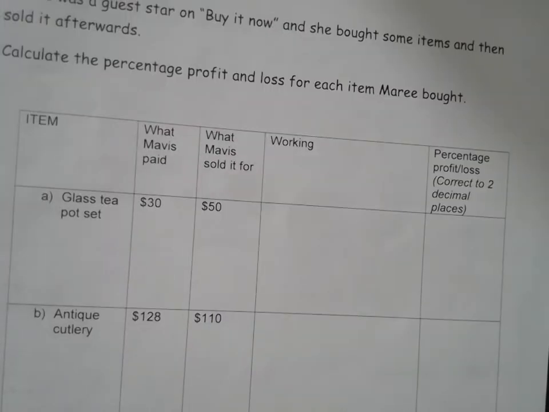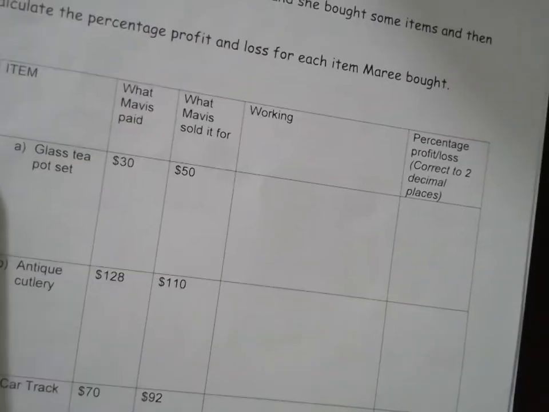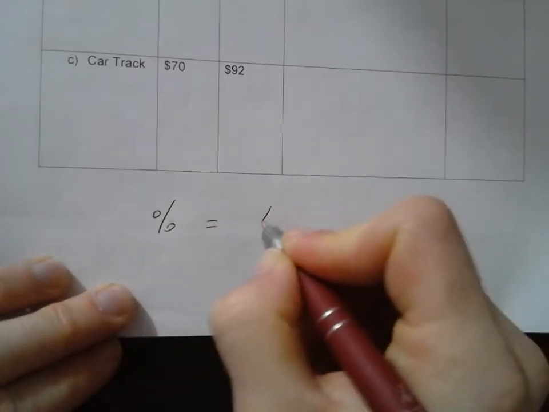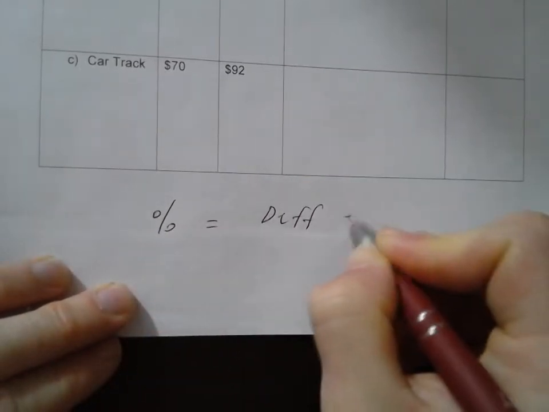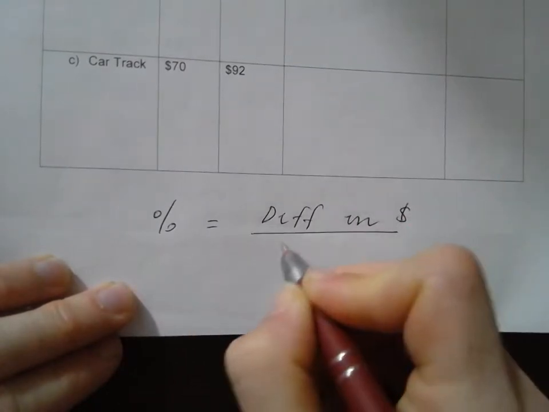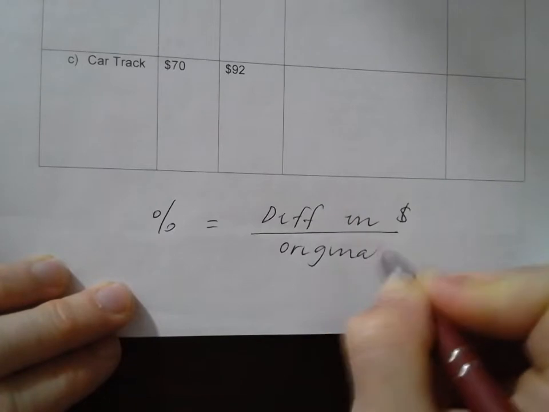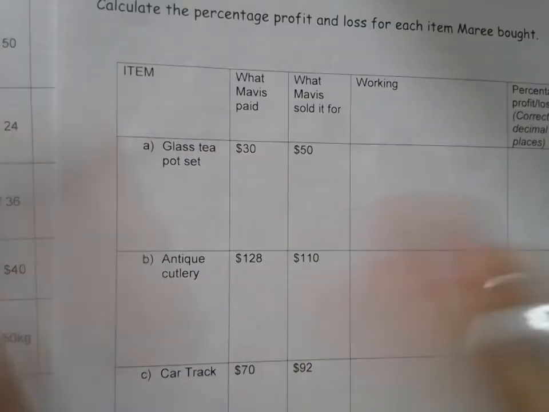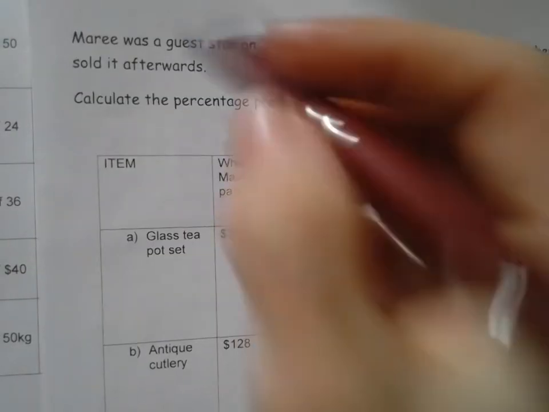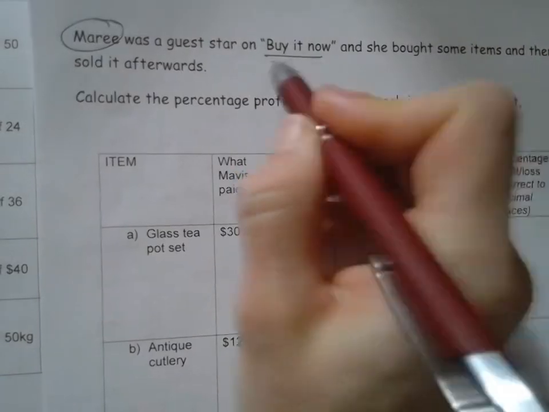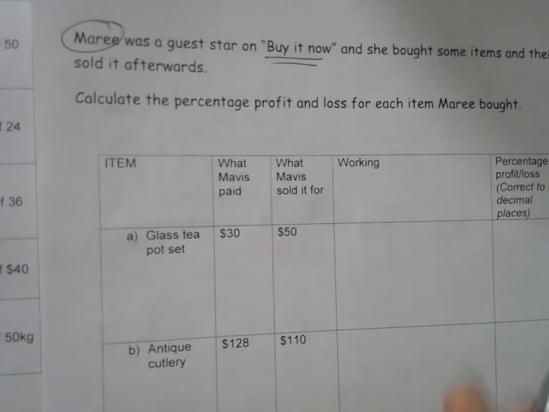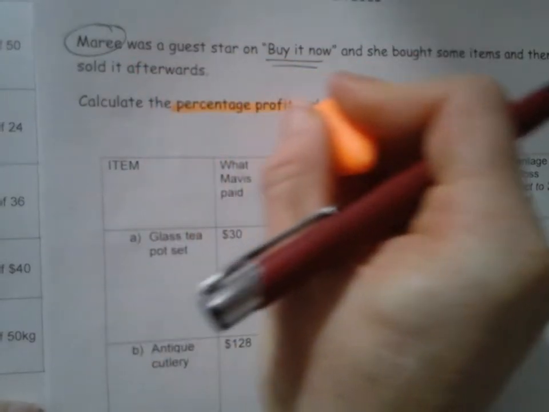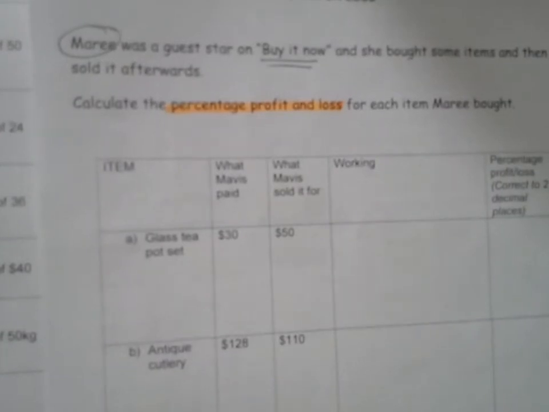Right, so last page is that calculator question. Remember in class we wrote down our rule: percentage equals the difference in dollars over the original cost times 100. These are things where people buy things and try and sell them. Marie was a guest star on Buy It Now, and she brought some items and then sold them afterwards. It says to calculate the percentage profit or loss for each item that Marie brought.